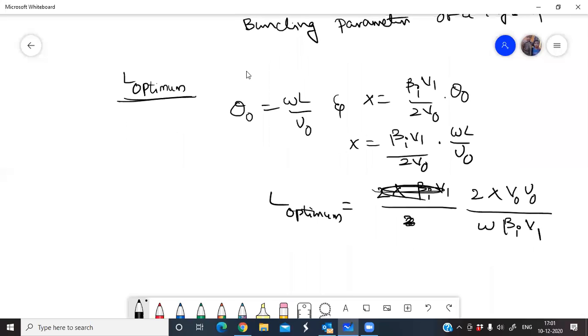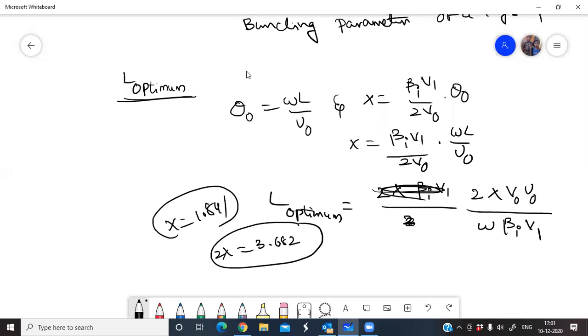Here, x value equal to 3.682. Sorry, not the x value, the 2x value. That is, x value equal to 1.841. This is coming from the Bessel's function. So why do you have to talk about the Bessel's function? When you go for the currents here, they are in the form of Bessel's function. So from the Bessel's function, you have to take x is equal to 1.841. No problem, I will give the clarity for that. But remember that x is equal to 1.841 or 2x is equal to 3.682.